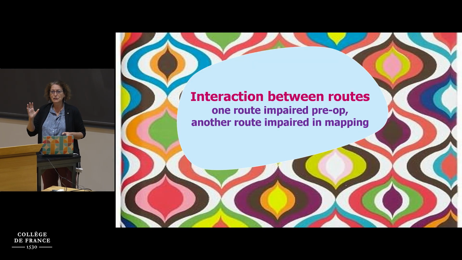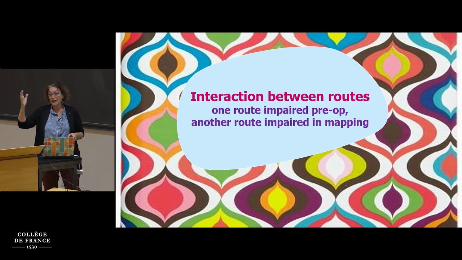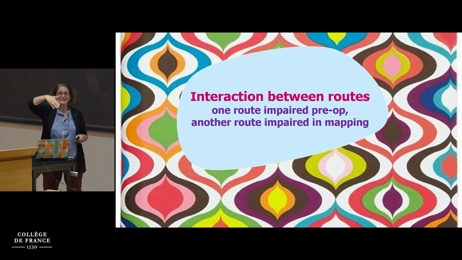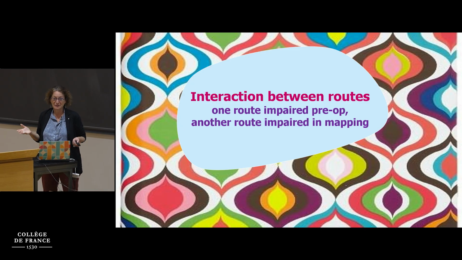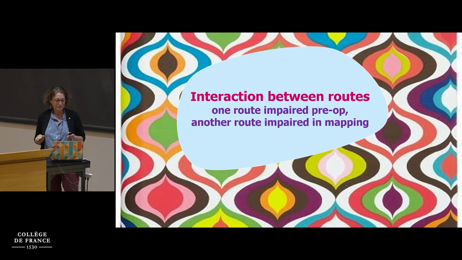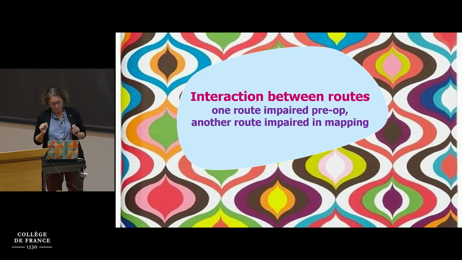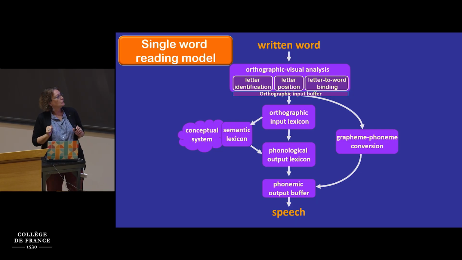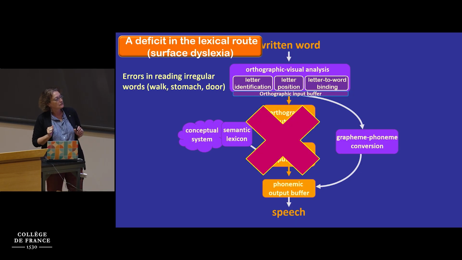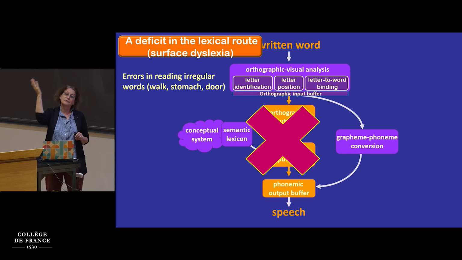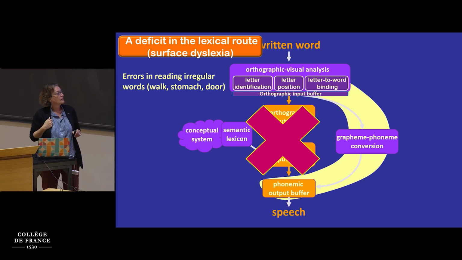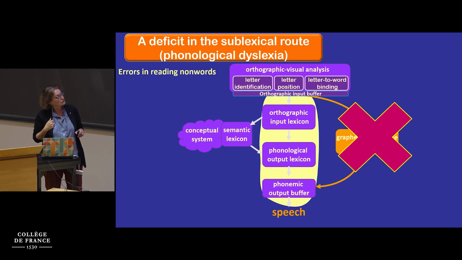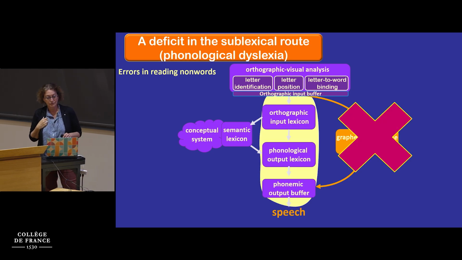So now we have a picture where we might have found the lexical route and we might have found the sublexical route. And I want to show you something interesting about the interaction between these two routes. Actually, two types of interactions between these two routes. Okay, so we talked about the lexical route, that when it is impaired, you have to read each word as if it were a new word. And I showed you the sublexical route that affects reading new words.